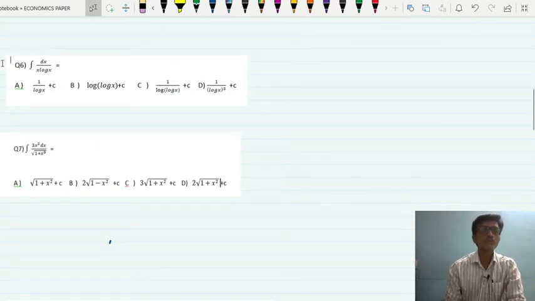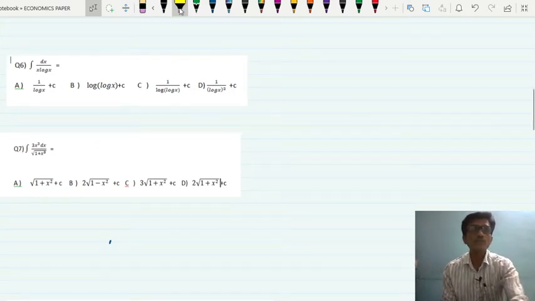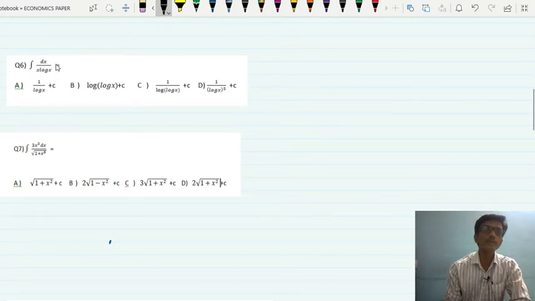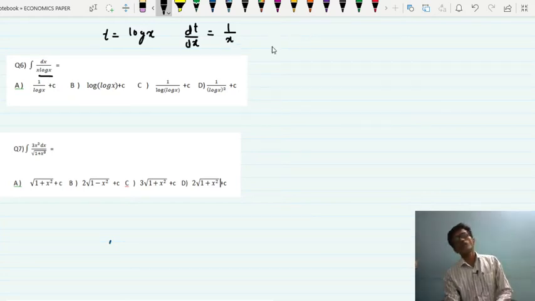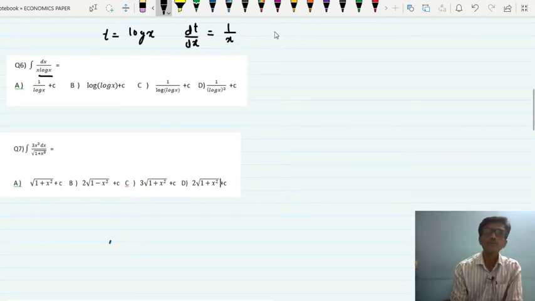Question number 6 is integral dx upon x log x. So log x we substitute t. So t is equal to log of x. Then dt by dx will be 1 upon x. We are having 1 upon x here. So dt will be equal to dx upon x.